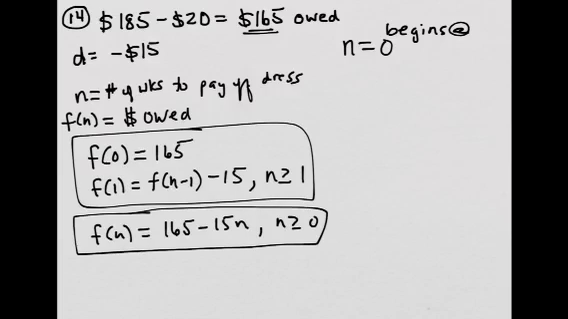Now the question is, how many weeks before she pays it off? So we want to know, when is this number going to be 0? Because remember, f of n is how much money she owes. So every week she's going to be chipping away at the 165 by subtracting $15. So how many weeks is that? So we're going to make this one 0, and then solve for n.